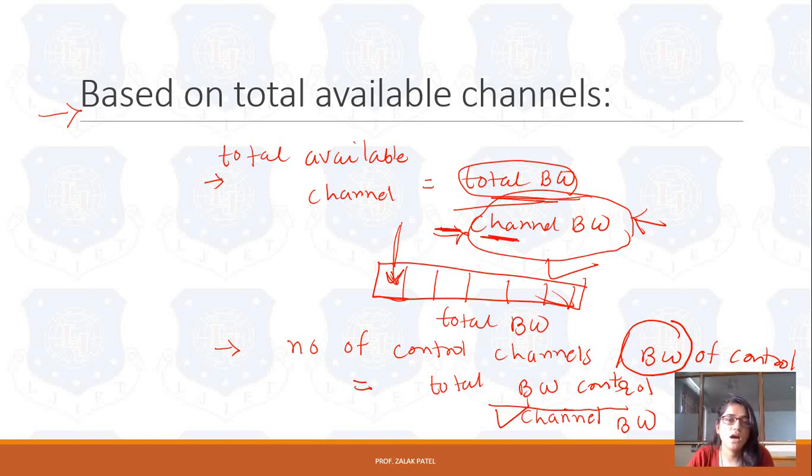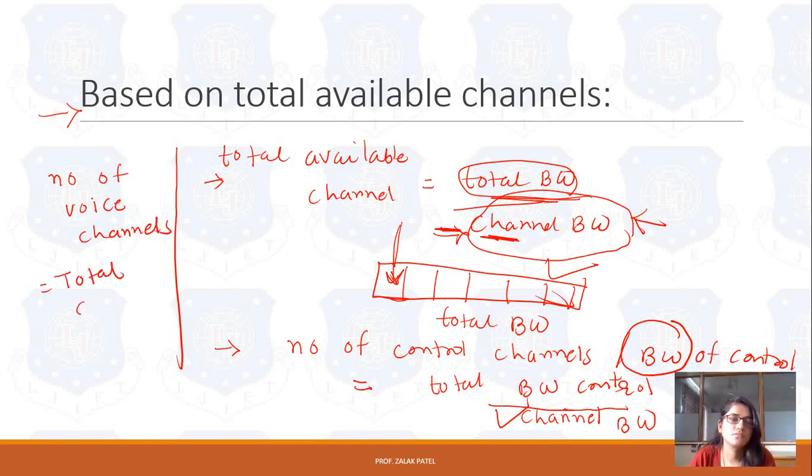Once you get the answer for the number of control channels, you can easily find the number of voice channels. Number of voice channels is given by the total number of channels minus control channels. So based on the total available channels, this is how you can find the number of voice channels, or the number of control channels.